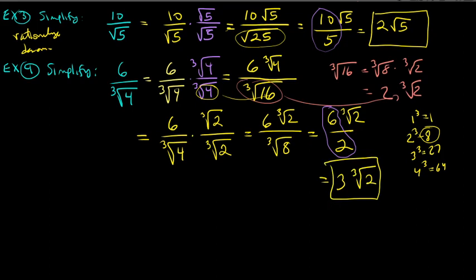Okay. Yeah, the original question was 6 divided by the cube root of 4. And when you rationalize the denominator, you get 3 times the cube root of 2. Again, divided by 1, but we don't need to write over 1 here. So I hope that helps.